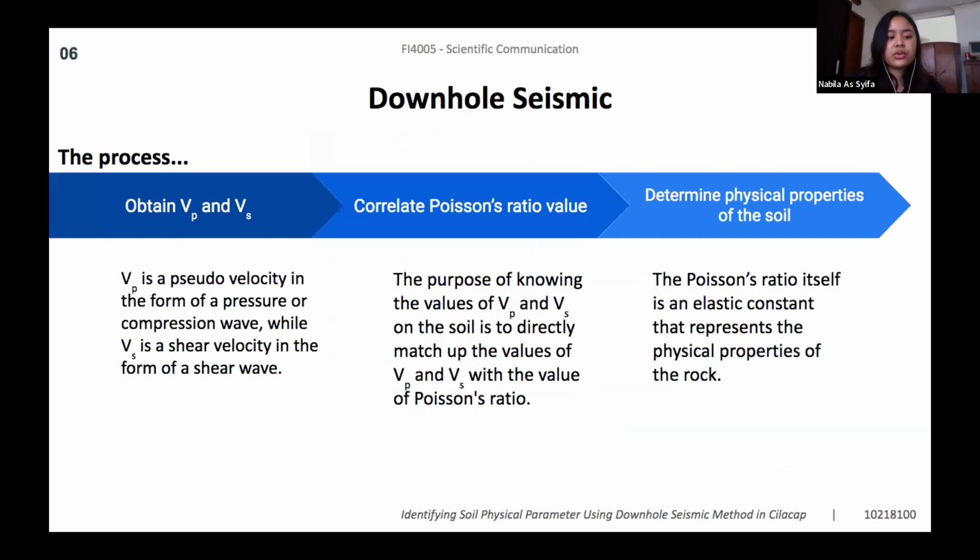Now moving on to the process of the data processing here. First, we obtain the VP, or the pseudo velocity, in the form of a pressure or compressional wave, and the VS, or the shear velocity, in the form of the shear wave. Next, we correlate the Poisson's ratio value. We will match up the VP and the VS to the Poisson's ratio value, and then finally we can determine the physical properties of the soil based on the value that we matched up earlier.